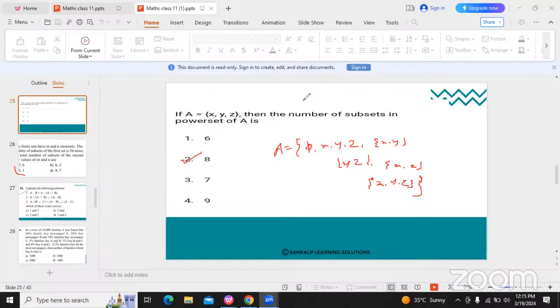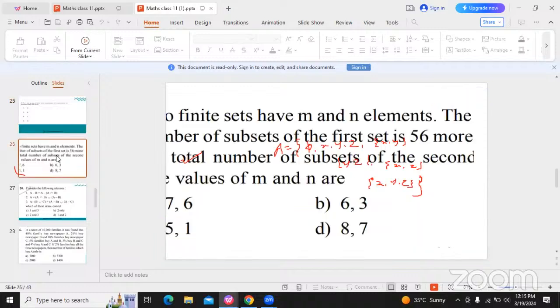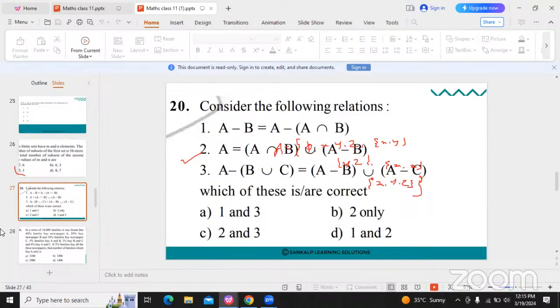Next, I will give you one more. Try to solve this. 1 minute, again 1 minute time for you. Sorry, this is the next one. Try this. 1 minute, and in that, 10 seconds for you.